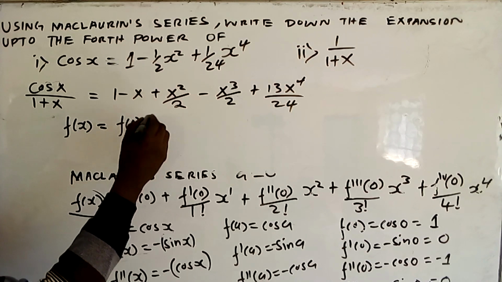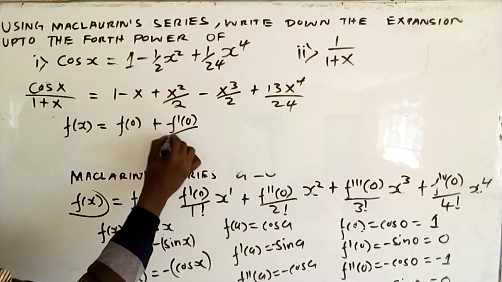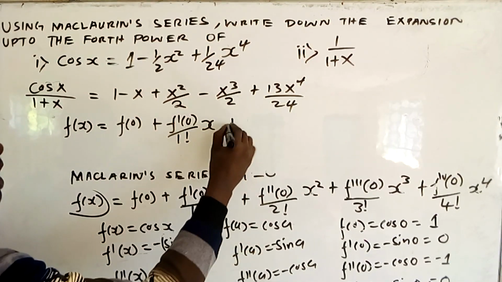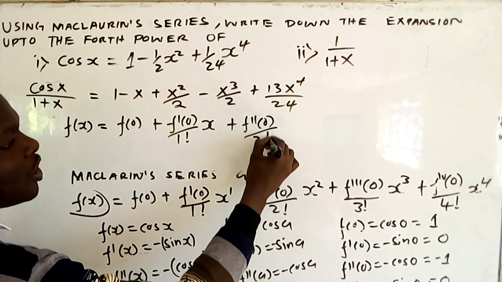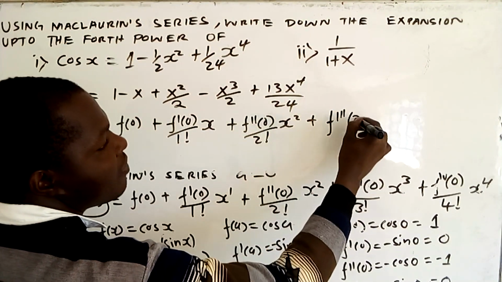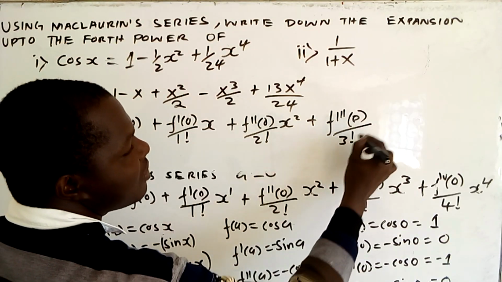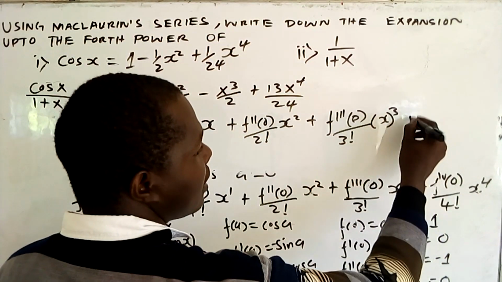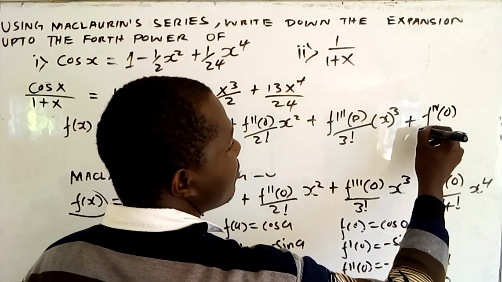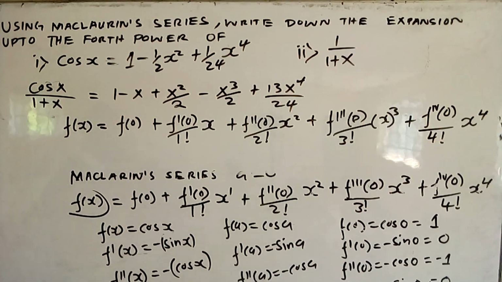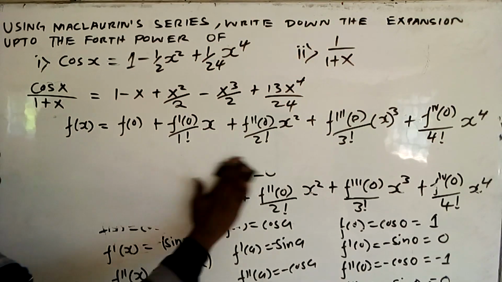Is f of 0 plus f prime of 0 over 1 factorial, x raised to power 1 is just x, isn't it? Then it is plus f double prime of 0 over 2 factorial, x squared, plus the third derivative of f at 0 over 3 factorial, x raised to power 3, isn't it? Then the last one, the fourth derivative of f at 0 over 4 factorial, x raised to power 4. So that is our Maclaurin series, isn't it? I need more space, that's why I've rewritten it up there.